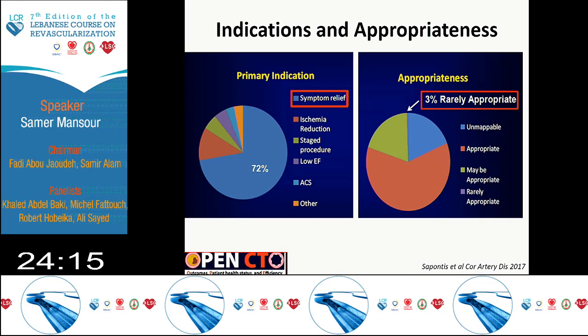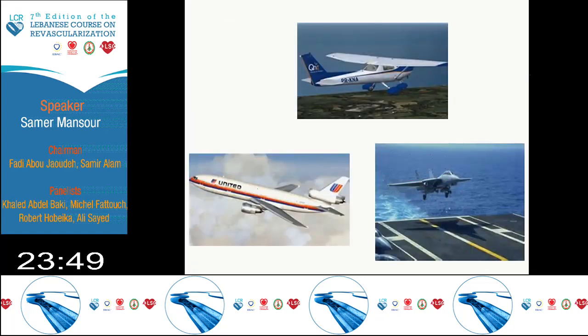If you look at the Open CTO registry in the States and look at the main reason for opening the CTOs, it was for symptom relief. As you can see, in 72% of patients the CTO was treated because of persistent symptoms, and that was the main reason. On the opposite side, if you look at whether it was done in an inappropriate way, you can see it's only in a minority of cases, 3%, that it was rarely appropriate to perform that CTO.